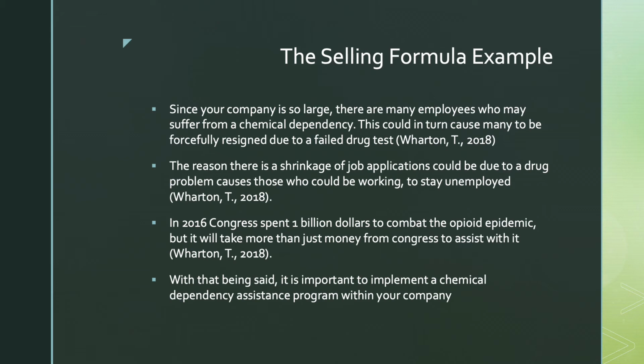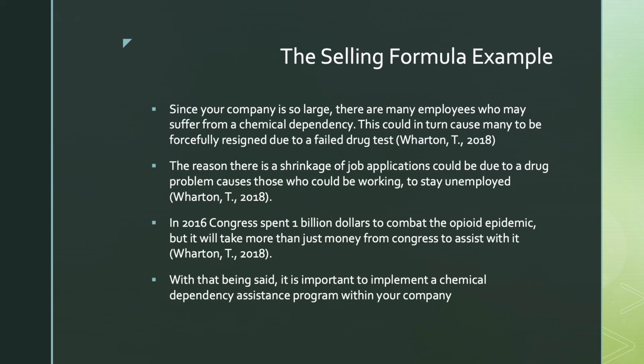So first, since your company is so large, there are many employees who suffer from a chemical dependency. This could in turn cause many to be forced to resign due to a failed drug test. Then, the consumer will begin to talk about the employees as well as drug tests. The reason there is a shrinkage of job applications could be due to a drug problem that causes those who could be working to stay unemployed. This could start a conversation regarding job applications. The company could start talking about themselves and realize that they actually have not been getting as many applications in recent years.